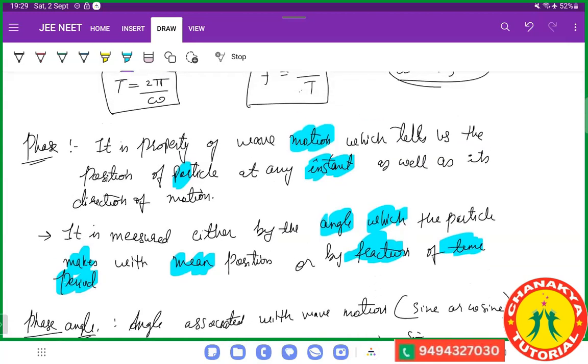That is your phase. Next, we'll go for phase angle. I'm just going with some basic theories. Then we'll go for some good things.